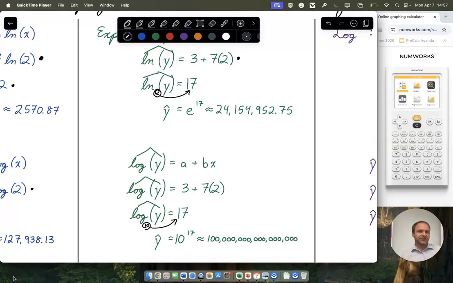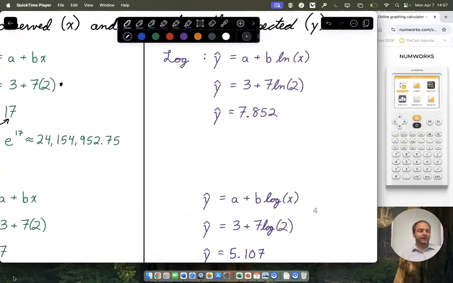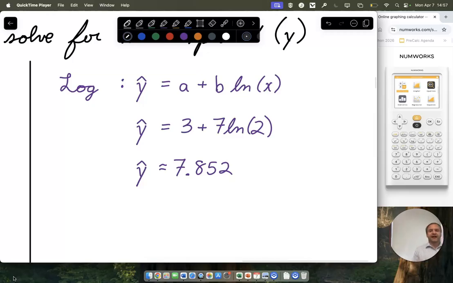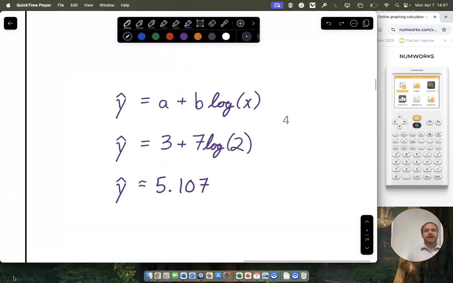It's our algebra skills once we create that transform function. Even if it's a logarithmic function, y hat equals a plus b ln of x. And we look at this, well, my ln of 2, so 3 plus 7 ln of 2, there's my y hat. Well, y hat's already solved for. There's no log out here or anything like that. It's all by itself. We're good to go. Same thing if it's log. It's all set for us.